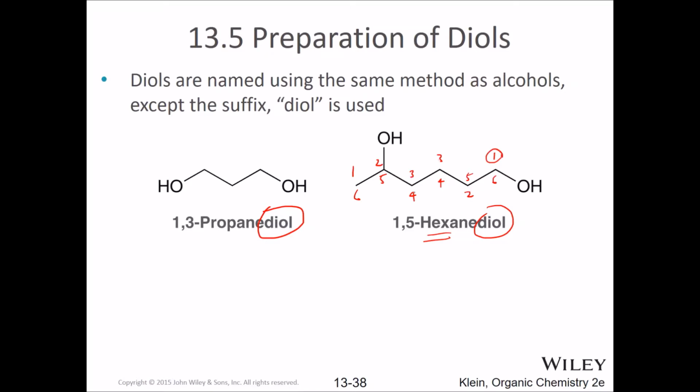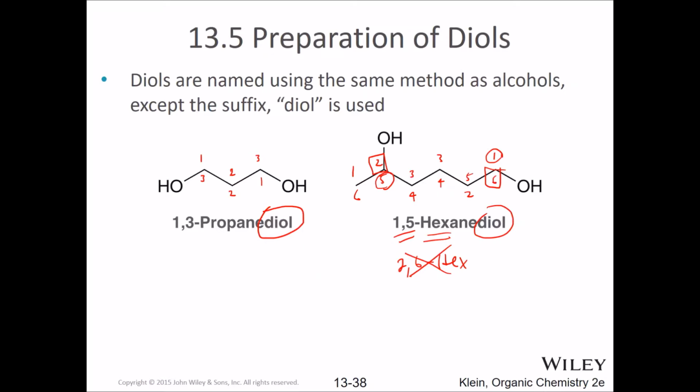1, 2, 3, 4, 5 gives lower numbers, and so we use the 1,5, right? The alternate would be to say 2,6-hexane diol, but that would be wrong, because it gives bigger numbers, okay? And 1, 2, 3 is the same as 1, 2, 3. So 1,3-propane diol. Either way, naming those is no big deal.